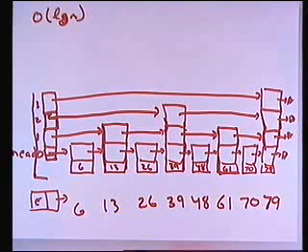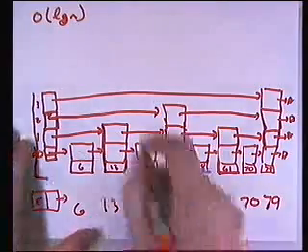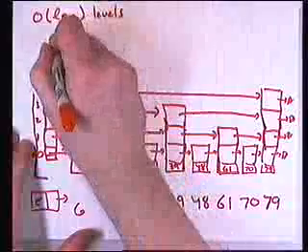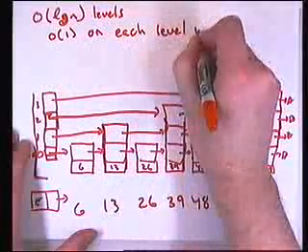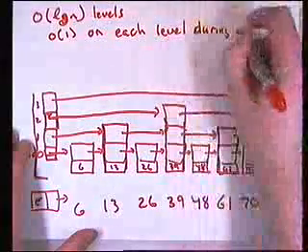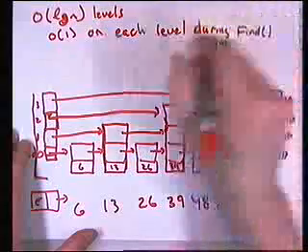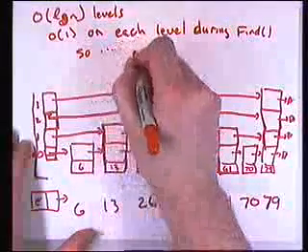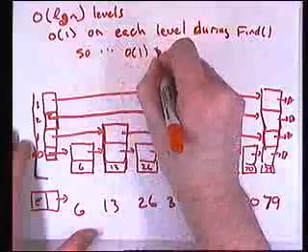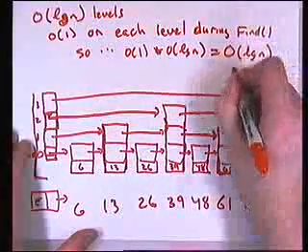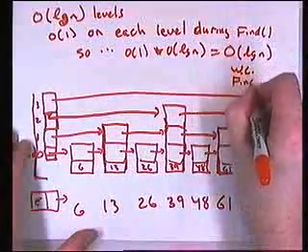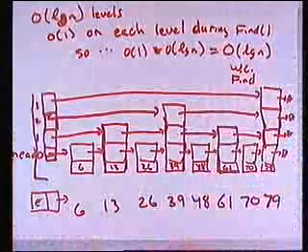We're not going to be looking at every node on the level 2 list, or every node in the level 1 list, only a couple nodes. And so we have this many levels. We spend constant time on each level during a find operation. So that's going to be order 1 times order log n equals order log n, worst case for find. And that'll be the structure.